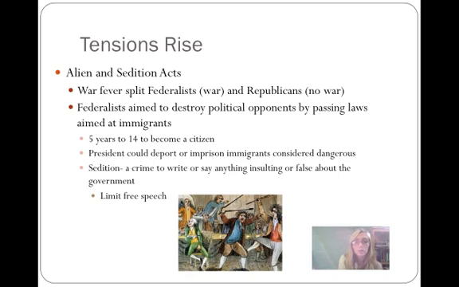So war fever, or the desire to go to war with France, split the Federalists and the Republicans even more than before. The Federalists wanted to go to war, and the Republicans thought it would be better to follow Washington's rule and just stay out of it. So they passed these laws, and the ones aimed at immigrants said that instead of 5 years to become a citizen, it now had to be 14.